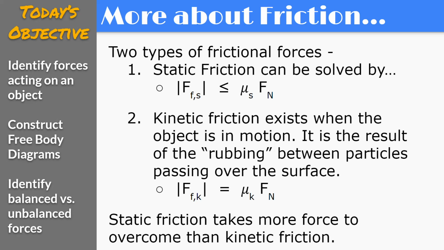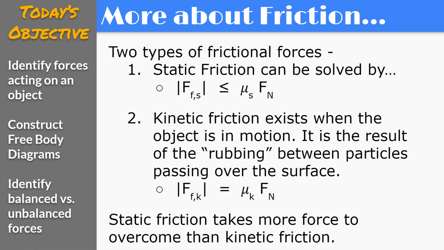It's the result of the rubbing between the particles that are passing over the surface. And now you can see that my force of kinetic friction is equal to my coefficient of kinetic friction times my normal force. Again, static friction takes more force to overcome than kinetic friction. Once you overcome that and it's in motion, it doesn't take quite as much force to keep it in motion. So again, two types of friction.